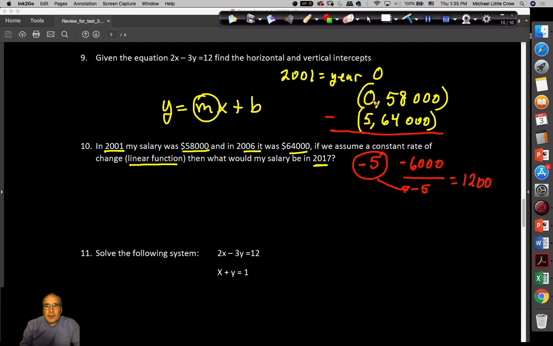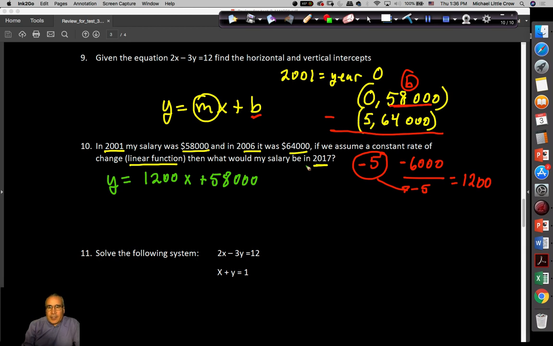The nice part of choosing the first point to be 0 is that this number here, 58,000, that's our vertical intercept. That's our value for b. So we don't have to do anything extra. We simply have an equation that is y equals 1,200 times x plus 58,000.